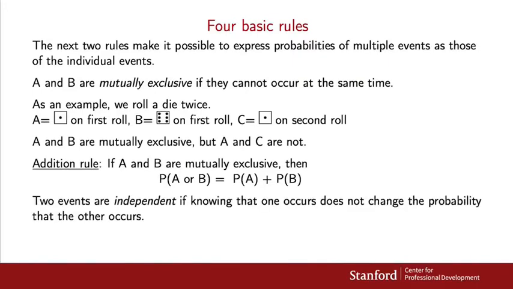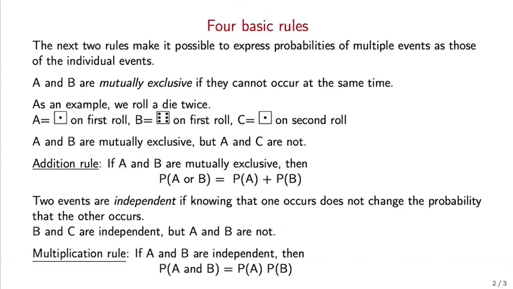Our last rule involves two events being independent. That means that knowing that one occurs does not change the probability that the other occurs. In the above example, B and C are independent because B concerns the first roll and C concerns the second roll. And the outcome of the second roll doesn't depend on the outcome of the first roll. But the events A and B are not independent, because if we have a 1 on the first roll, then we cannot have a 6 on the first roll. So the outcome of A will affect the outcome of B.